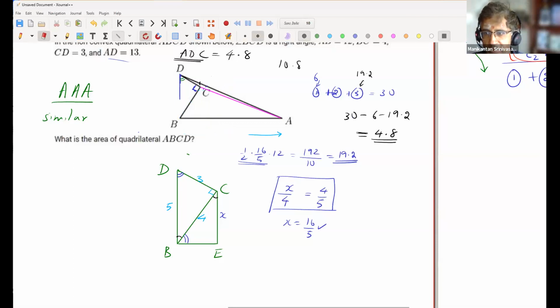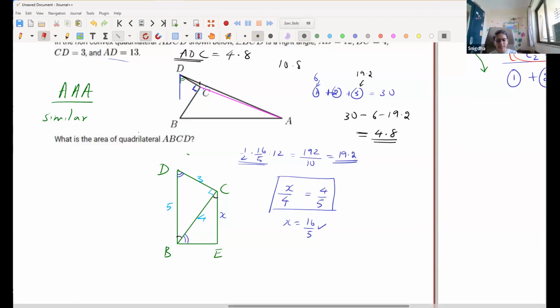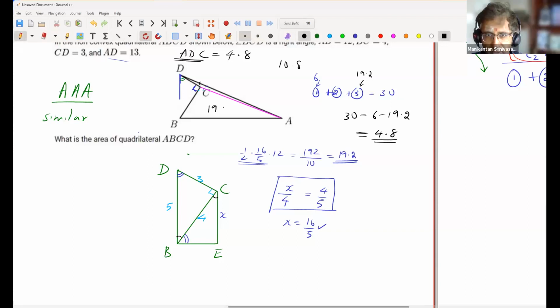Right, do you agree, Snigdha? Yes, sir. Good that you retracted your answer yourself. But yes, this itself is 19.2. This looks like a very tiny piece. It cannot be half of that. And the diagram is reasonably drawn to scale for us to infer that.